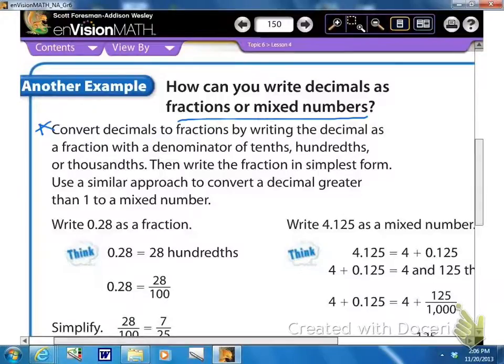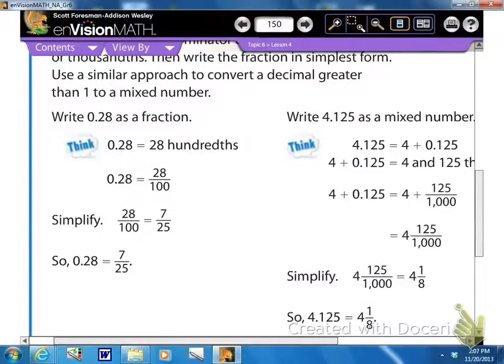All right, so let's look at this. They want you to write 28 hundredths as a fraction. 0.28, 28 hundredths, would be written as 28 over 100. And we always, always, always simplify. So here they divide by 4 over 4. 28 divided by 4 would give you 7. 100 divided by 4 would give you 25. So my answer would be down here, 28 hundredths equals 7 over 25.